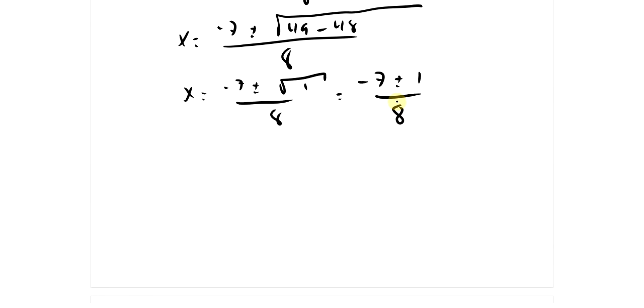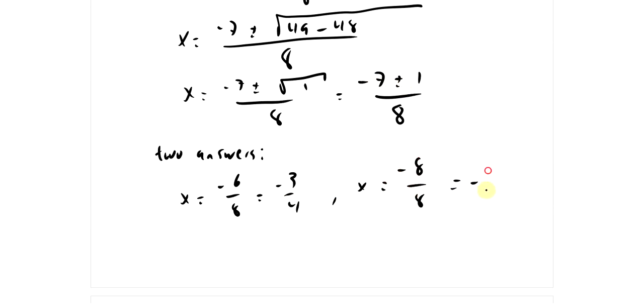Okay, so 2 answers. You can go with the plus. So x equals minus 7 plus 1, which is minus 6 over 8, which is minus 3/4. Or x equals, you can go with the minus. Minus 7 minus 1 is minus 8 over 8, which equals minus 1. And so those are two answers. X equals minus 3/4 and x equals minus 1.